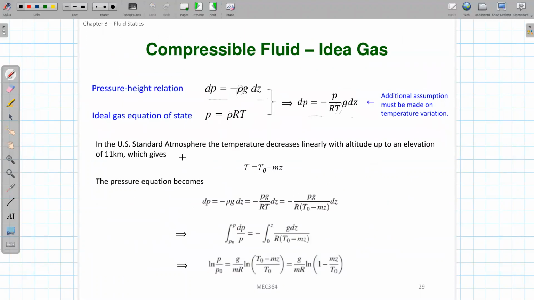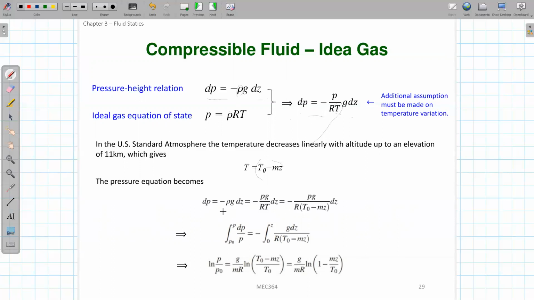So let's assume that in this region, with altitude up to 11 kilometers, temperature decreases linearly with elevation. So we write T equal to T0 minus mz. T0 you can consider as the sea level temperature. Now if you bring this equation to this T here, the left hand side is only a function of P, while the right hand side is not only a function of P. So you can divide by P onto the left hand side, to make the right hand side only a function of Z, so you can integrate directly on this equation.